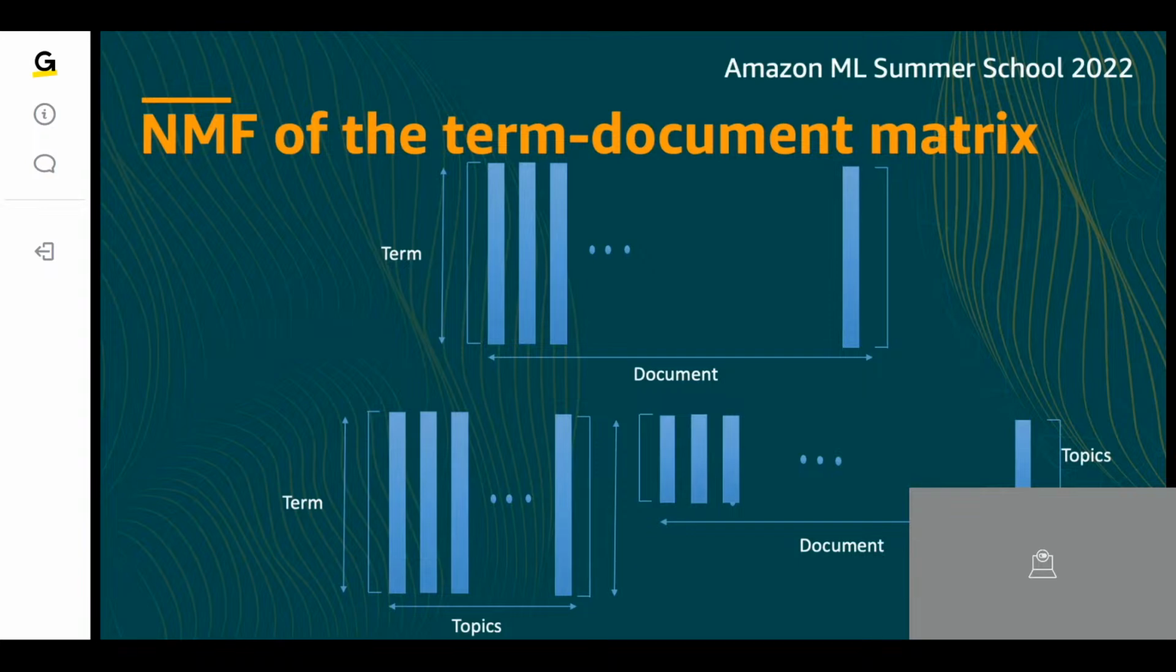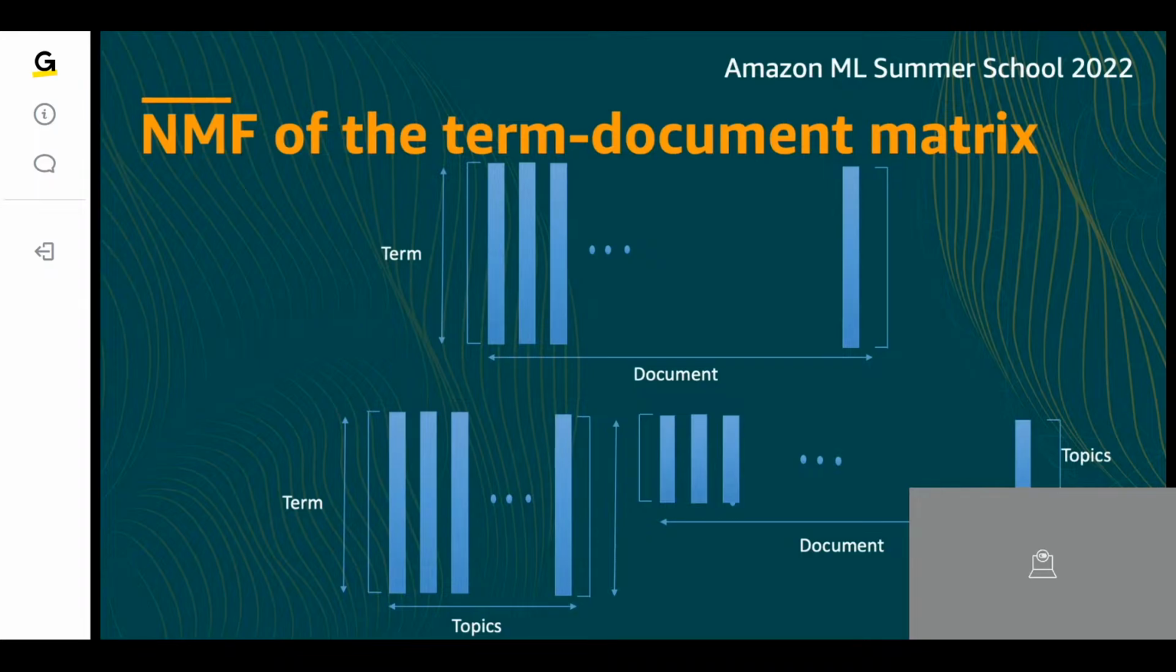So you take this term cross document matrix in this particular case, and then you try to break it down into parts, where the first part, U, becomes your term cross topics, and then the V part becomes your document cross topics, or topics cross documents, whichever way.